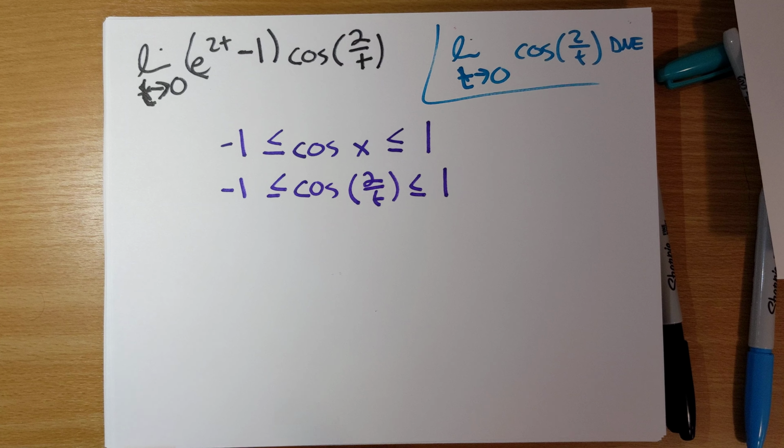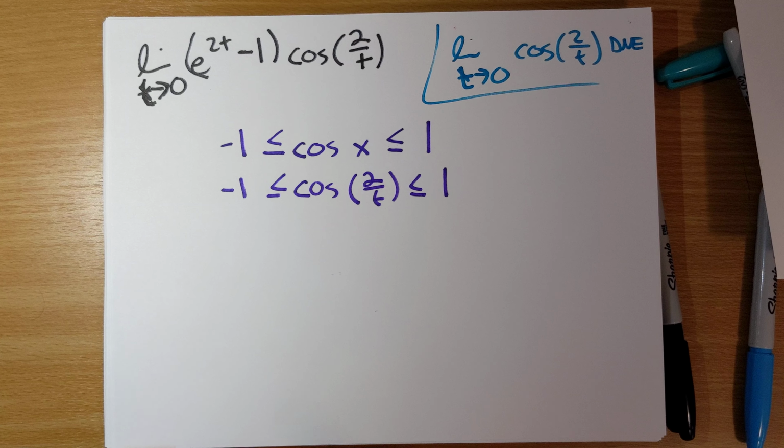And so then if we multiply through by e to the 2t minus 1, this might be positive, it might be negative, depending on whether t is greater than or less than 0. But we can put absolute value bars to make this true. This is certainly going to be true. And what do we do here? You should realize that we're about to get the squeeze theorem.